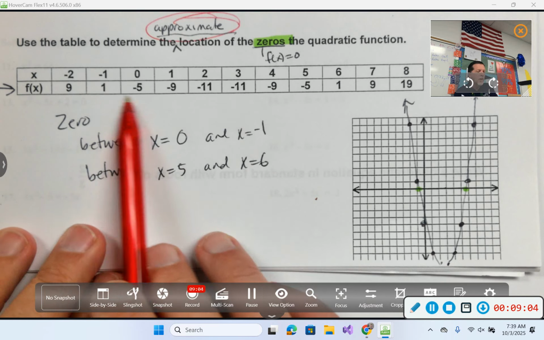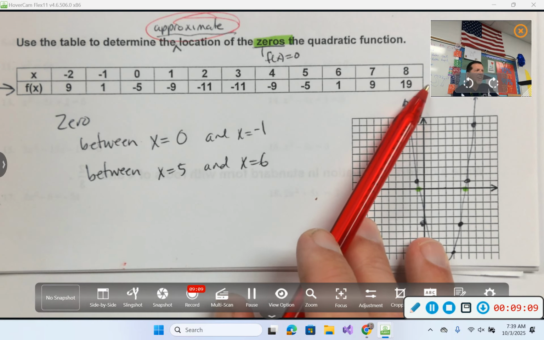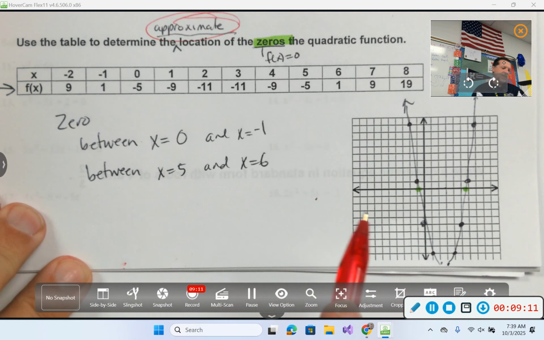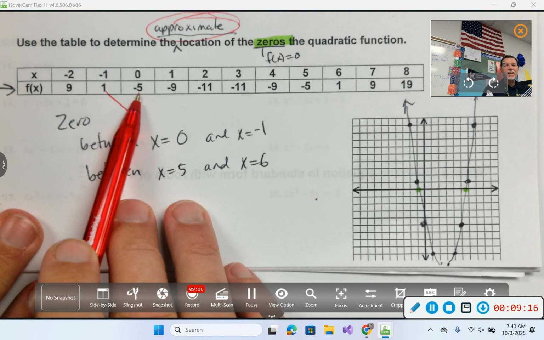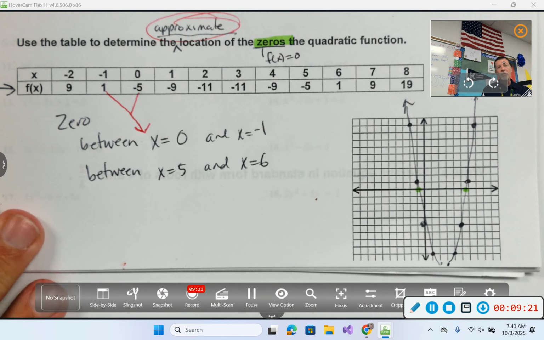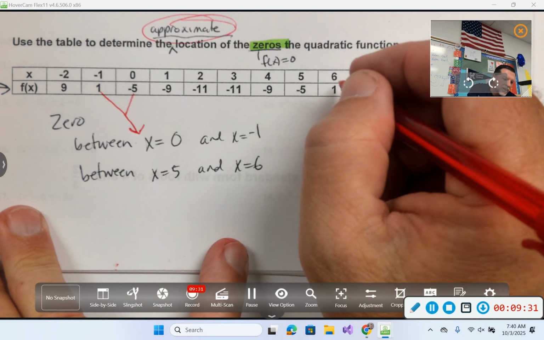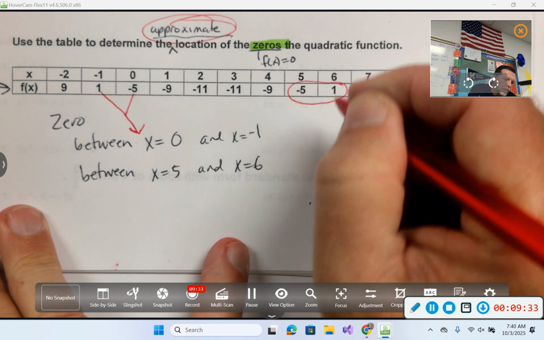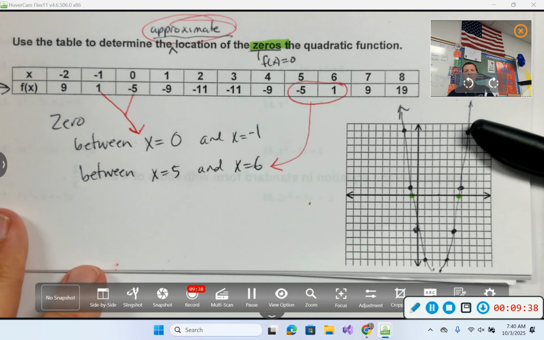Well, I'm looking for 0 in the y, but I don't see any zeros in the y. You're getting there. Whenever the y flips from negative to positive, or if it goes from positive to negative, it's got to be in there somewhere. So when the y value changes from 1 to -5, then it had to go through 0 somewhere in there. And same thing on this end. When the y went from -5 to 1, well, it had to cross through 0 somewhere in there.